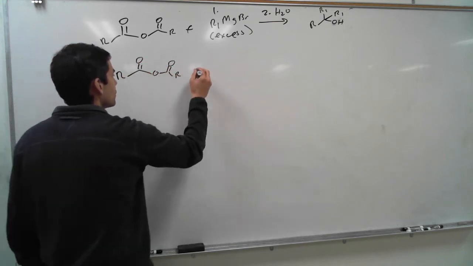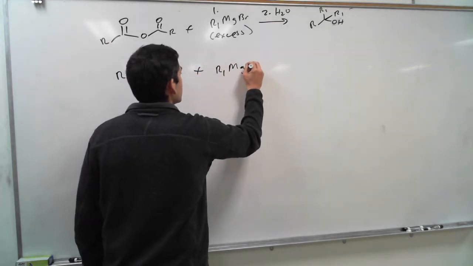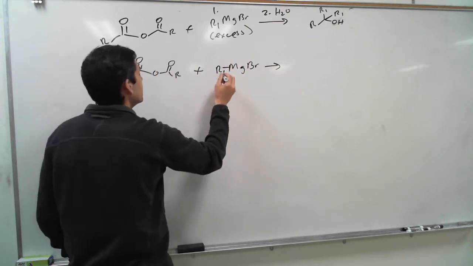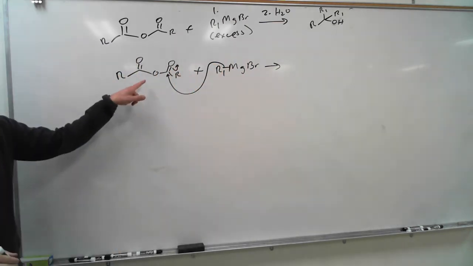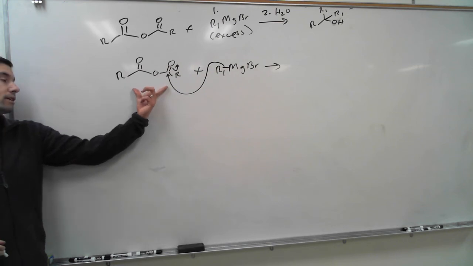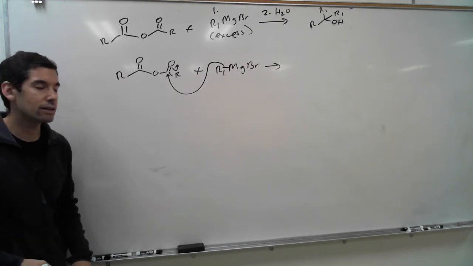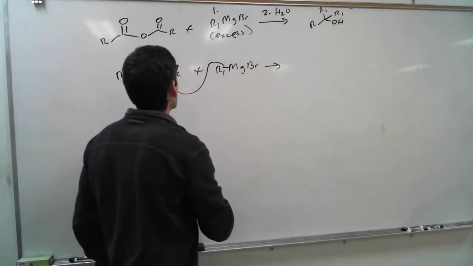Just for fun, because we always like doing mechanisms. We do these all day. And now I have a lot of time to do a lot of it. Right? So this is going to attack here. Again, in this case, it doesn't matter what carbon we attack. If it's a symmetrical acid anhydride, it doesn't really matter. We can attack either side. When it's not symmetrical, it gets a little more tricky, a little bit messier, right? But for now, we'll say our symmetrical acid anhydride.